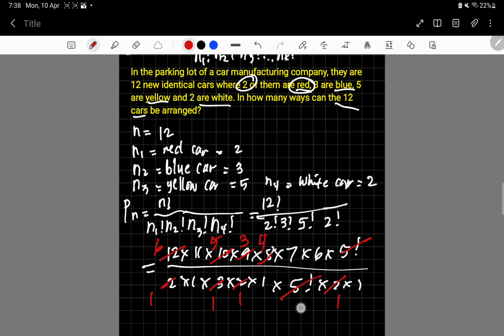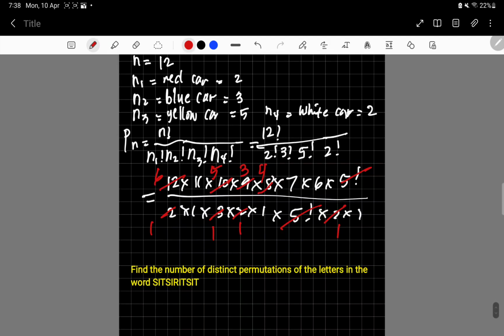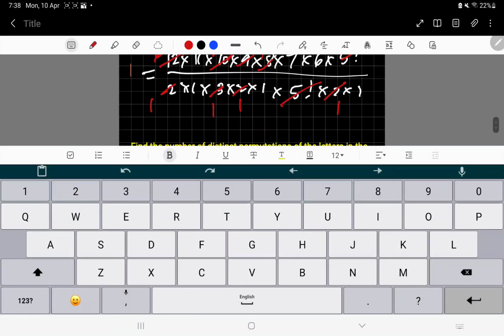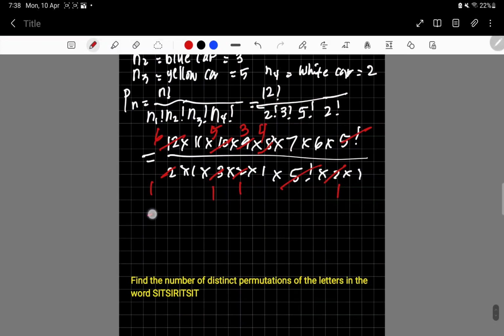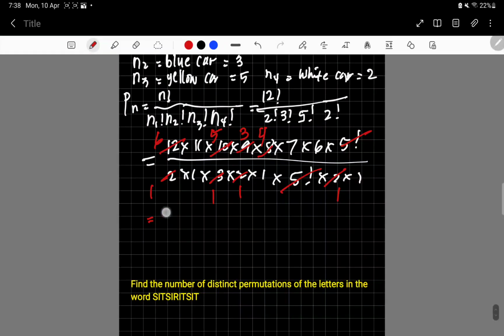Okay, meron pa ba sa denominator natin? So, lahat siya, 1 na lang. So, ibig sabihin, simplify na natin yung ating numerator. So, ano ba yung mga natirang number? You have 6 times 11.